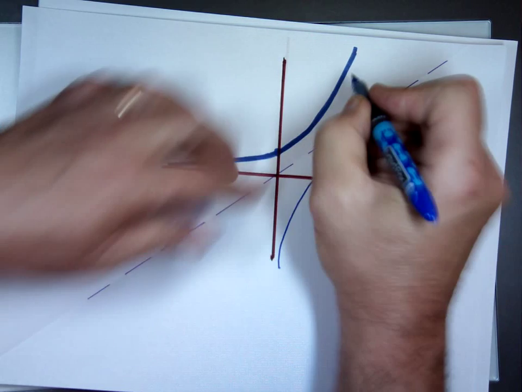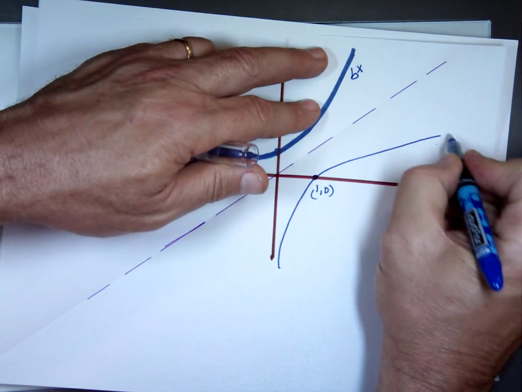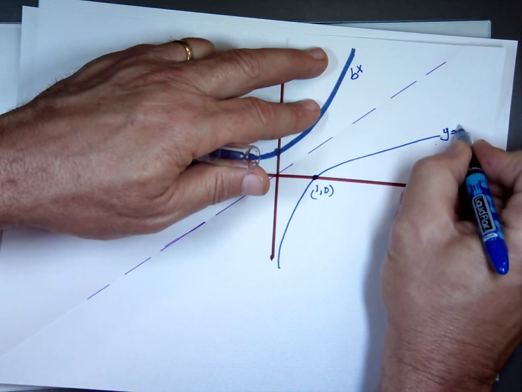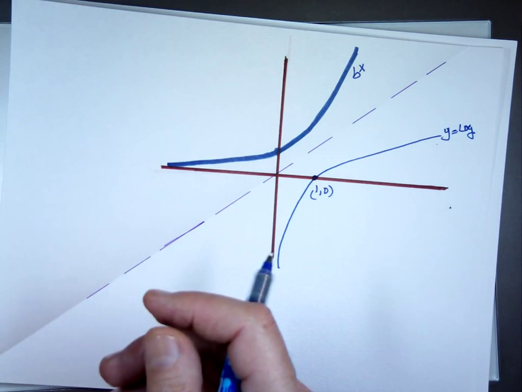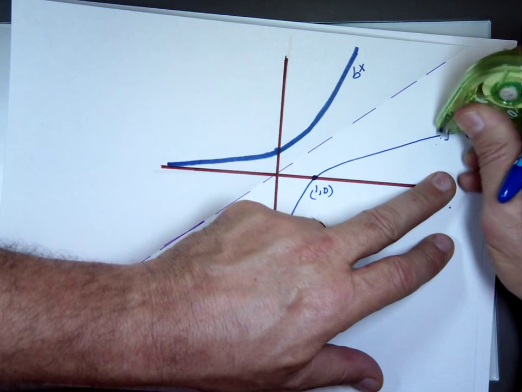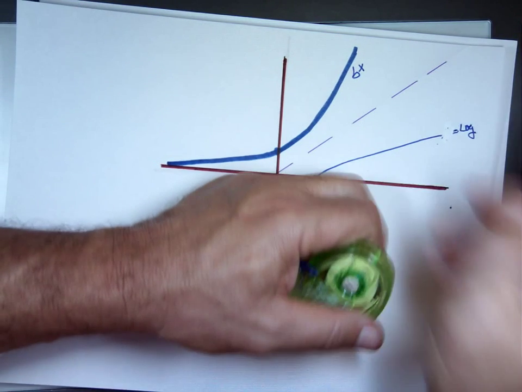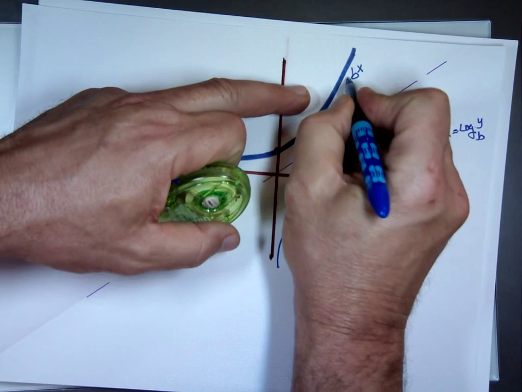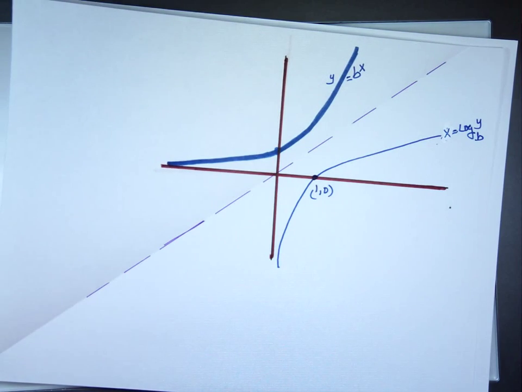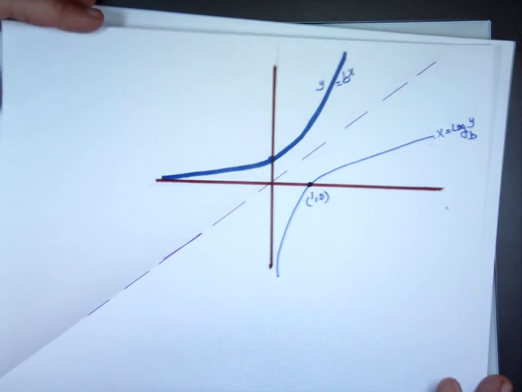So this is b to the x. This is y equals log, or x equals log y base b. That's the inverse function. This is the log function. So here are the rules of the log. What's the domain for it? Can you look at it and see what the domain is?